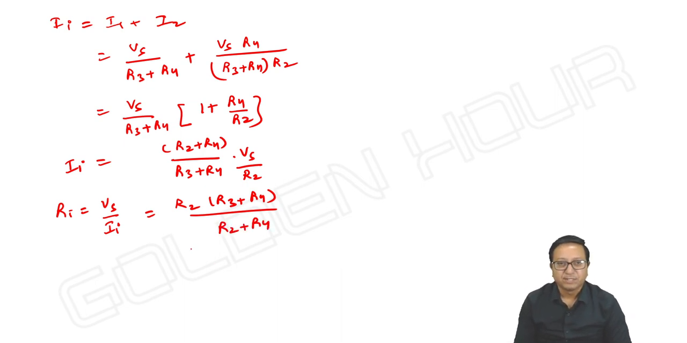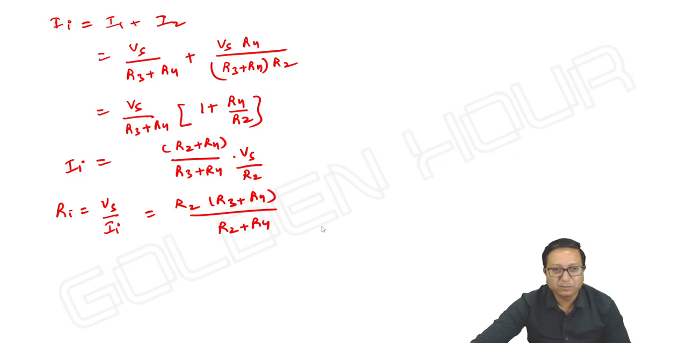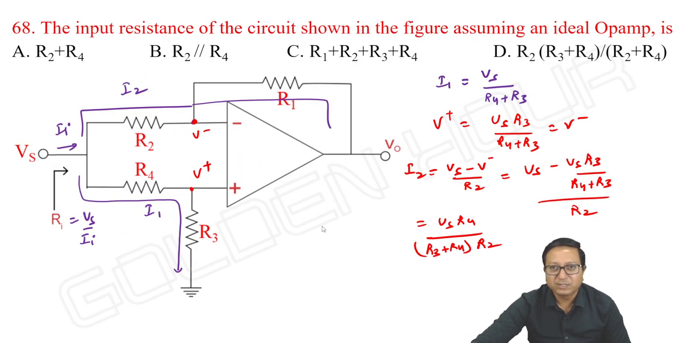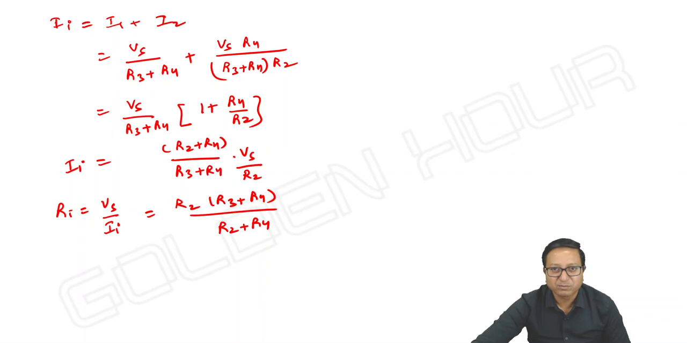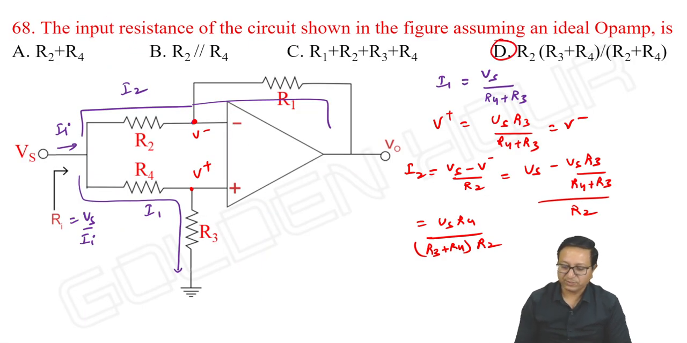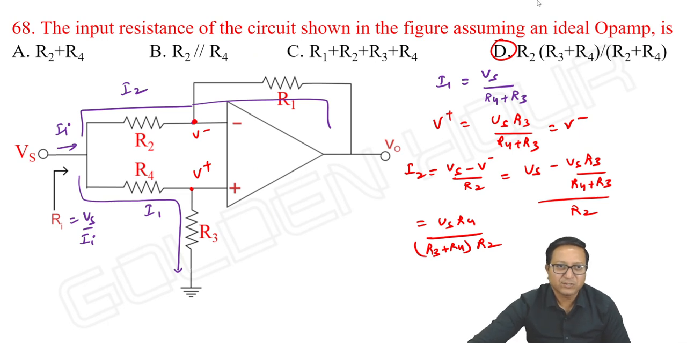Absolutely. If all are equal, then your answer will be R. If all the resistors are equal, R1 is equal to R2 is equal to R3 is equal to R4 is equal to R, then your answer will be R. You are getting ohms only, nothing to worry. So if you look at the options, R2 into R3 plus R4 by R2 plus R4, option D is correct. Okay, that's it. The procedure remains the same. It's all about how to calculate I1, I2 in terms of Vs.